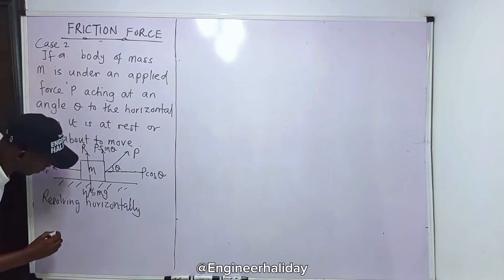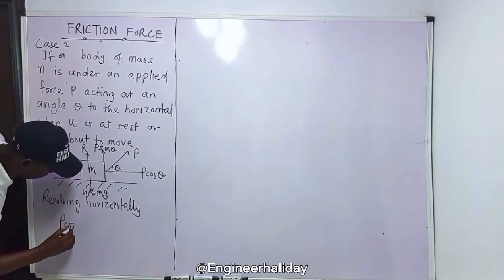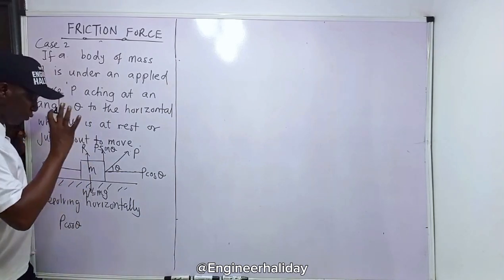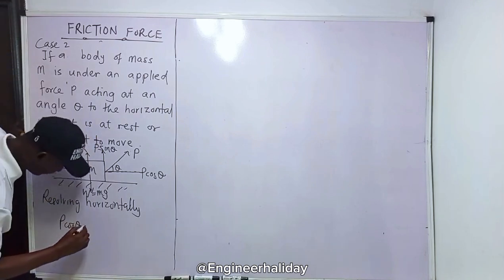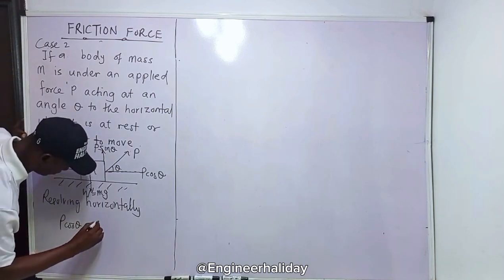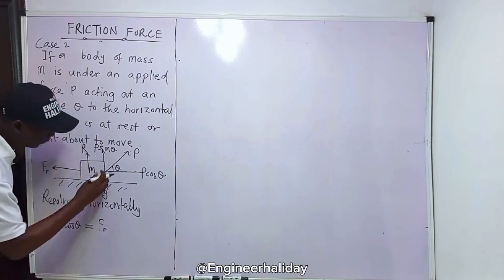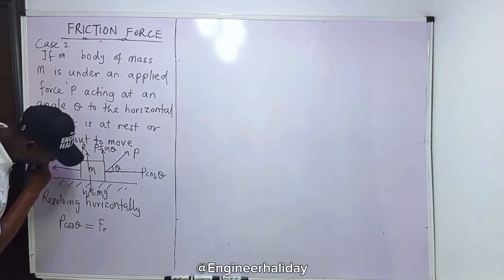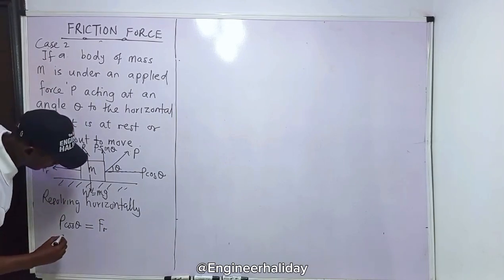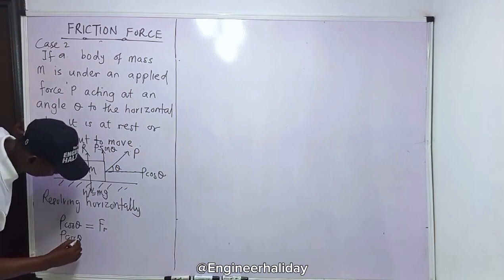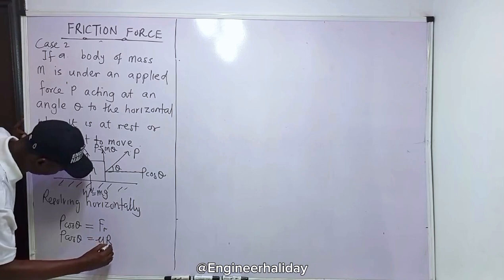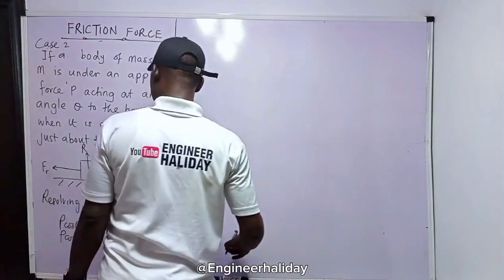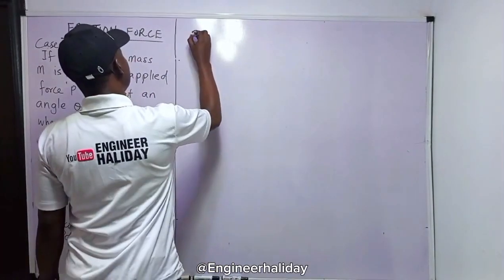Now let's resolve horizontally. We want to have P cos theta. Because we are assuming the body is at rest or at equilibrium, we now say it is equal to Fr. Forward force equal to backward force. Don't forget that P cos theta will now be equal to mu R. Let's call this one equation 1.